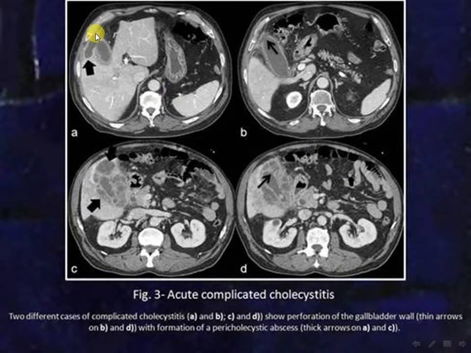Again here you can see some fluid collected here indicating perforated gallbladder with pericholecystic fluid formation, which might be an abscess or a bilioma. Again here you can see the site of the perforation and the leak of the bile. Here you can see there is a complex cystic fluid collection with enhancing wall, enhancing septum indicating pericholecystic abscess formation. This is abscess. Again, the same thing here.